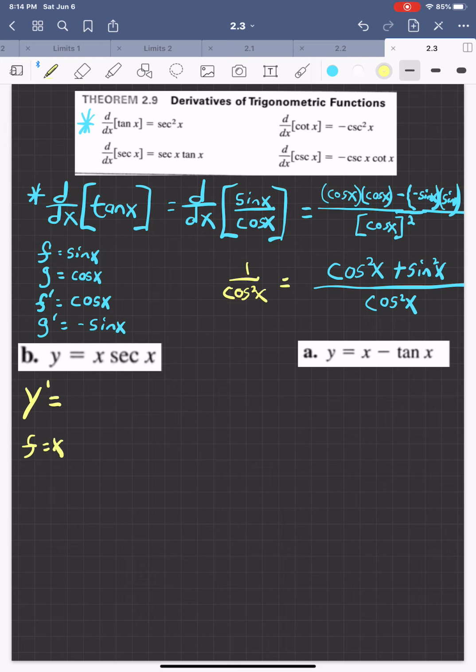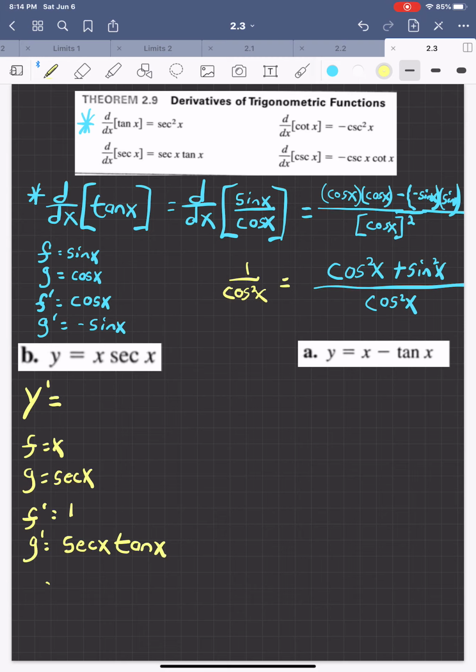F is, we'll say, x. G can be secant x. I need f prime and I need g prime. So f prime would be 1. G prime, looking above at theorem 2.9, is secant x tan x.